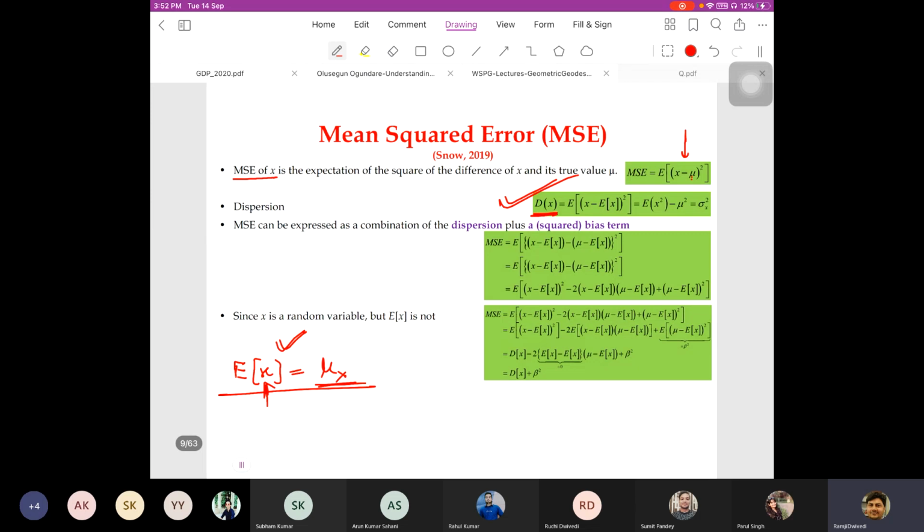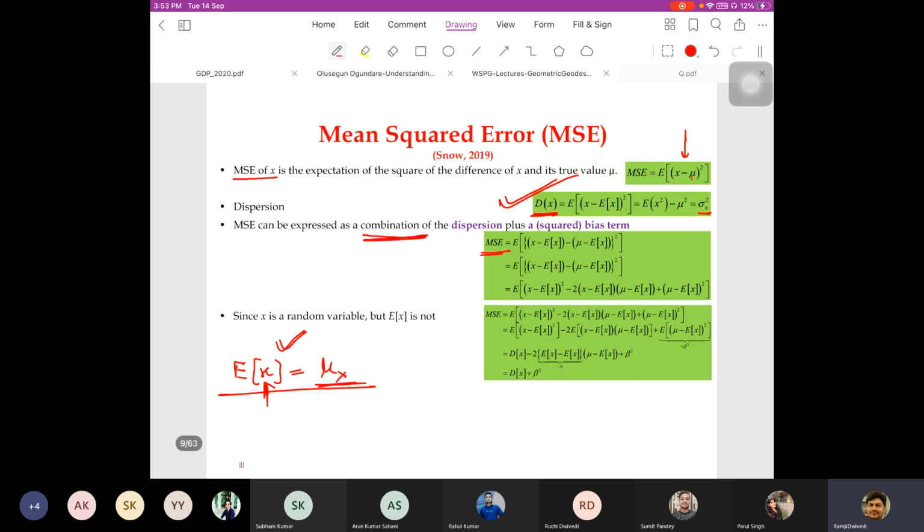You cannot read it just like a botany or geology class. You have to do it with your hands. You have to write it. So a mean squared error can be expressed as a combination of dispersion plus a squared bias term. You could see from this equation that what we are trying to express is a combination of dispersion, which is nothing but this one, and the so-called squared bias term.